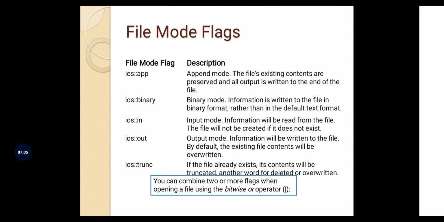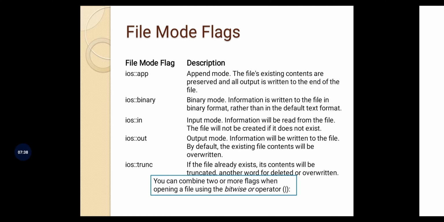And if the file already exists, and you use the truncate mode, ios::trunc, then all the contents will be truncated. That means it will be overwritten and deleted. Truncate is a little different from the append mode, because in the append mode your previous content will be kept and the new content will be added, whereas in the truncate mode all your previous content is lost and it is replaced by your new content.